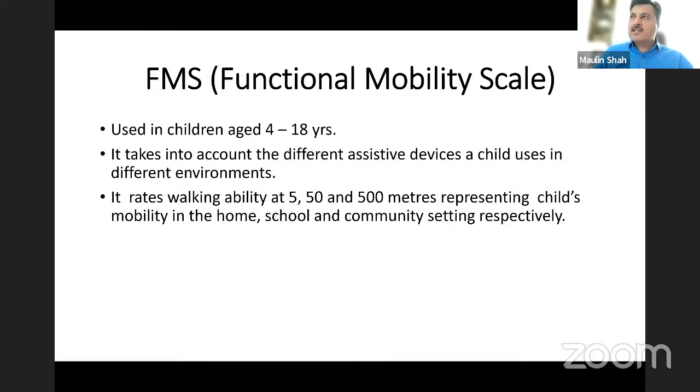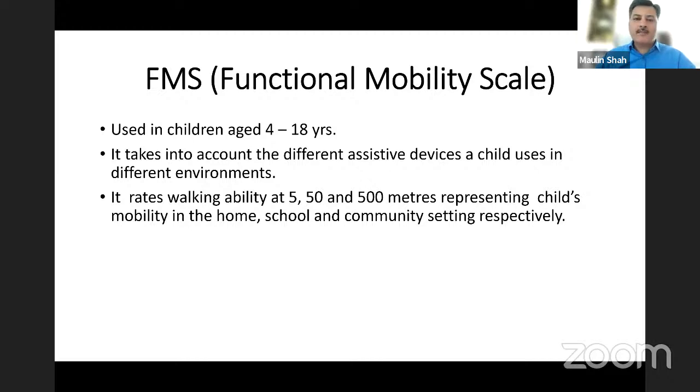The second goal is to prevent scoliosis from happening, because about 50% of children develop scoliosis, and then it is followed by respiratory distress, and that leads to a terminal event. And the third is bone health. Bone health of these patients is very poor.